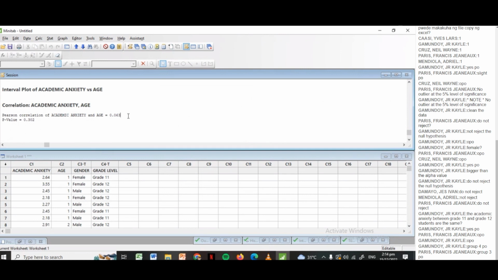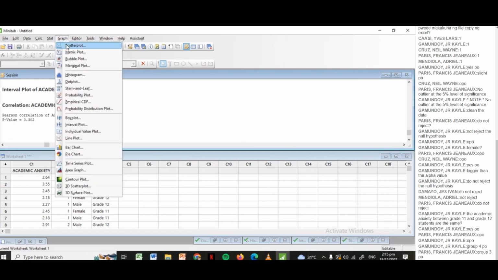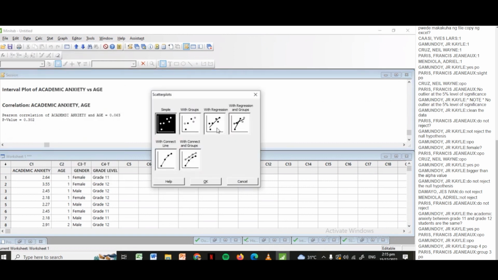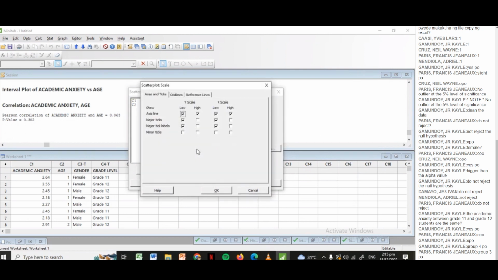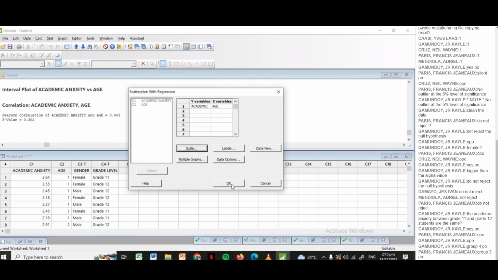Okay? So ibig sabihin hindi related. Okay? Kasi yung p-value mo mas malaki sa alpha value. And for correlation, you have to generate a scatter plot. So you have to click in Graph, Scatterplot, and then with regression here, click in With Regression. Okay, then press OK. And of course, your X variable is your independent. So ang independent natin dito is age. Ang dependent natin is academic anxiety. Okay? By default, pwede na tayong mag-click actually na OK.